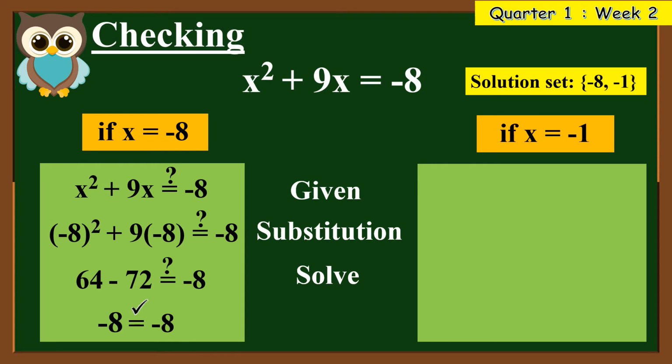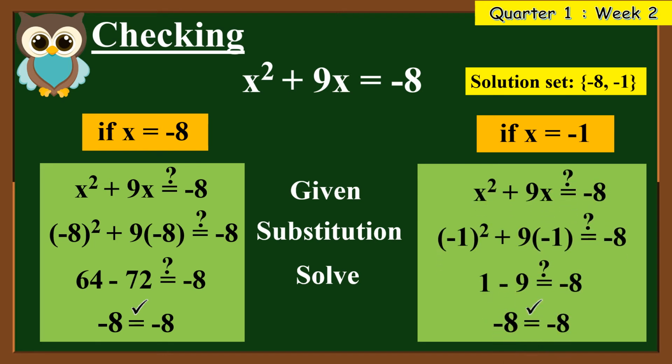As you can see from the screen, both sides of your equation are equal to -8 for the first value of x, which is -8. Then, if the value of x is equal to -1, writing the given and substituting the value of x by -1, and by solving, as you can see, both sides of our equation are equal to -8. So therefore, we got the correct solution set of the given quadratic equation.